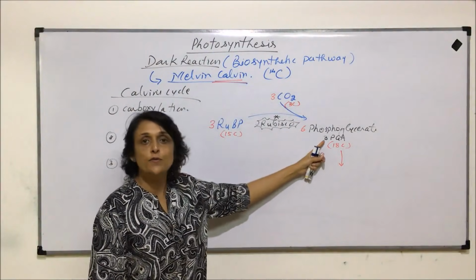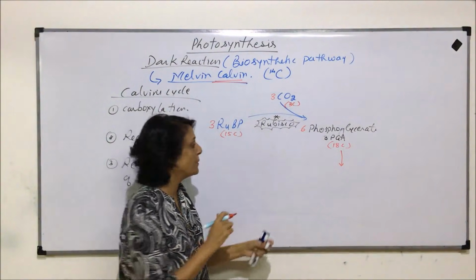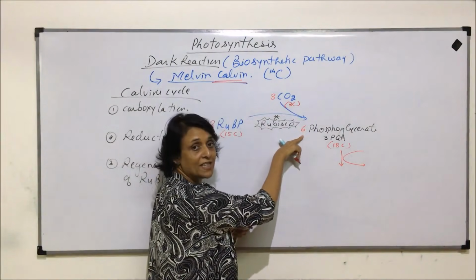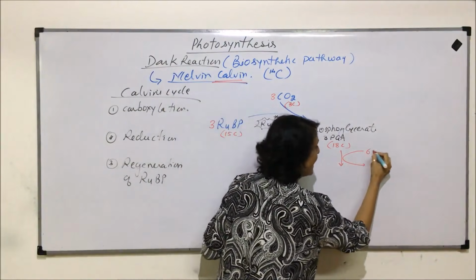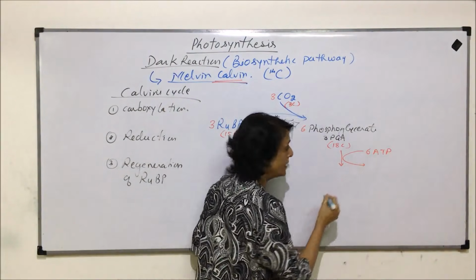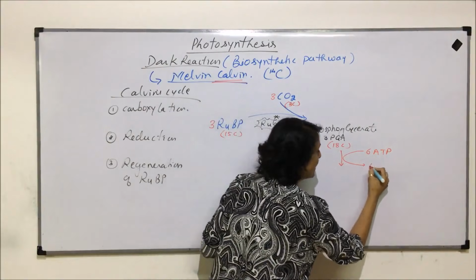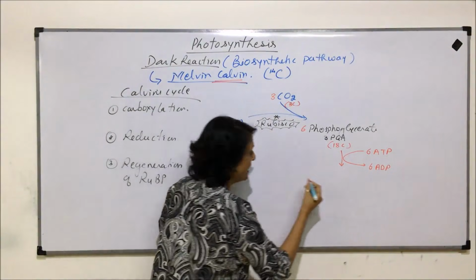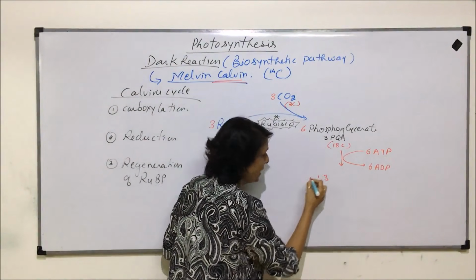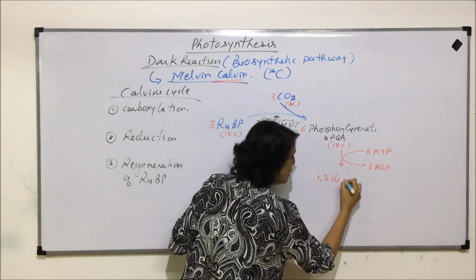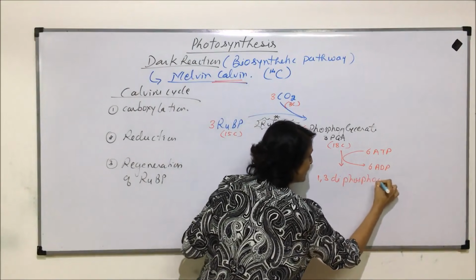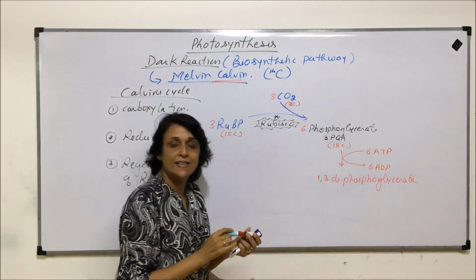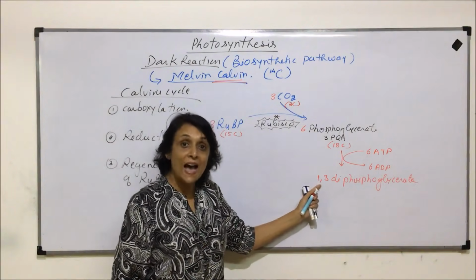Now, this phosphoglycerate, where the phosphate is on the 3rd carbon, undergoes phosphorylation. There are 6 PGAs and there would be 6 ATPs required to give their phosphates here. So we will get 6 ADP, and the molecule which we would get here is 1,3-diphosphoglycerate. It is the same phosphoglycerate, that is the acid, but it is diphosphoglycerate.